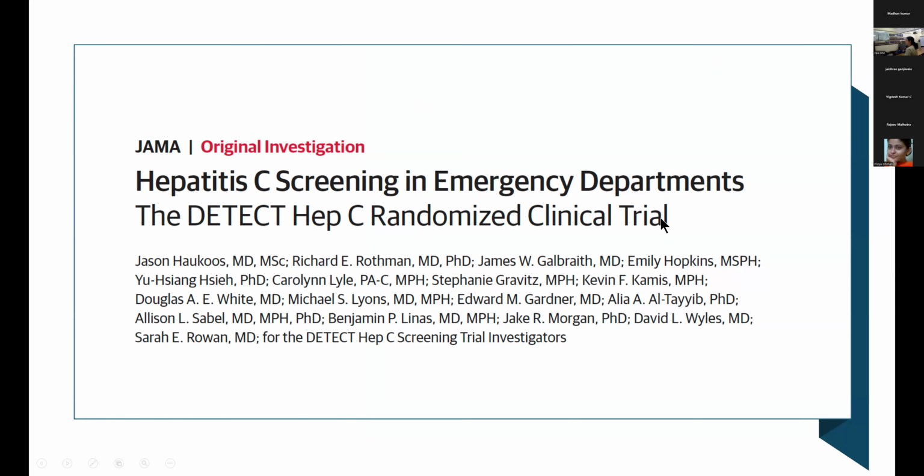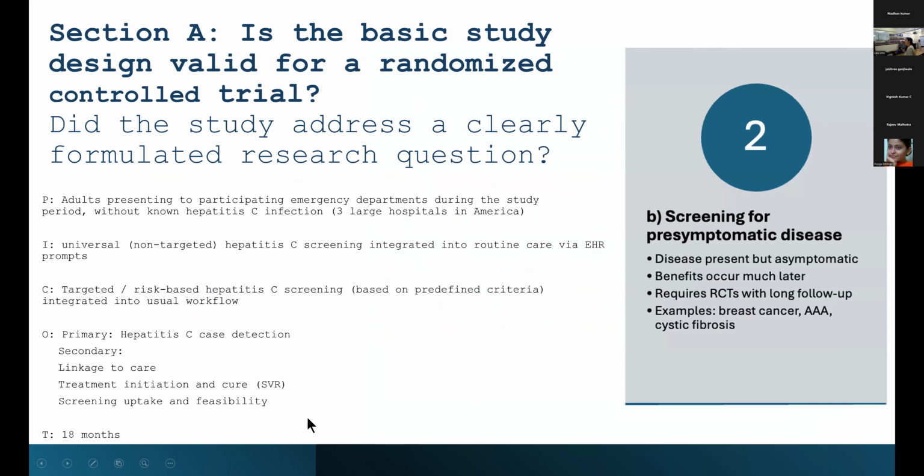So this was hepatitis C screening in the emergency department, the Detect Hep C randomized control trial. Section A is the basic study design: is it valid for a randomized control trial? Did the study address a clearly formulated research question? The population here was all adults presenting to the emergency department across 3 large hospitals in the US without a prior hepatitis C diagnosis.